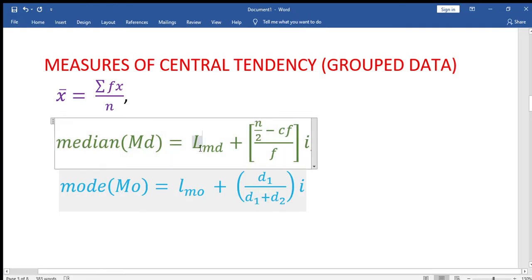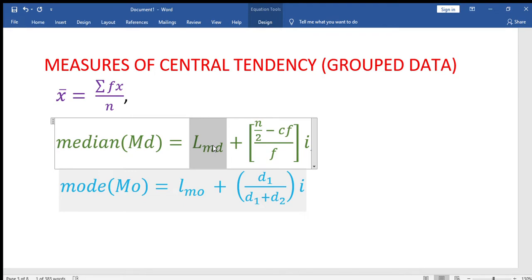The formula has the following denotations. This one is the exact lower limit where the median class belongs. Then we have half of n: we divide the total number of cases by 2, where 2 is a constant. Then CF is the cumulative frequency below the median class. Then F is the frequency of the median class. Then i is your class width.